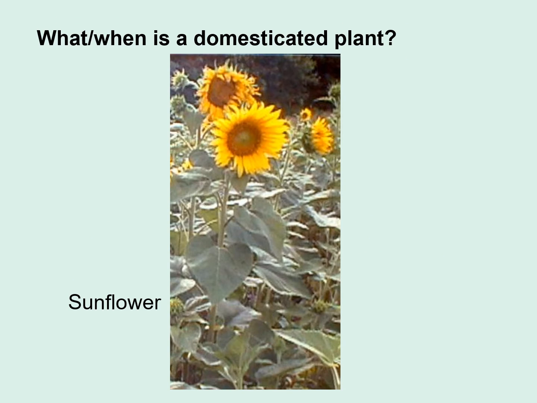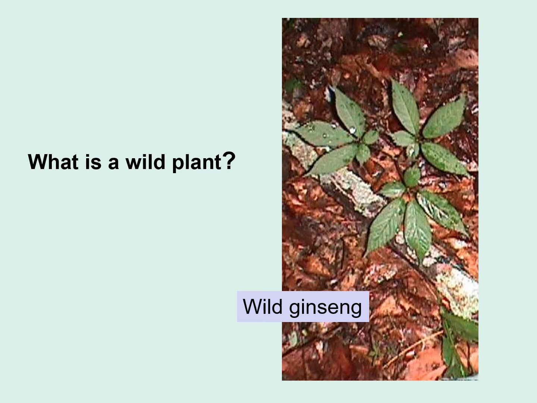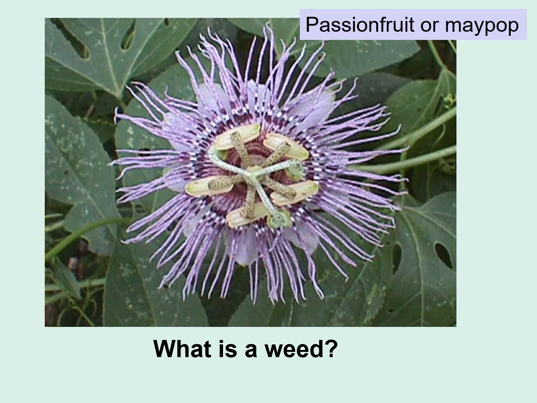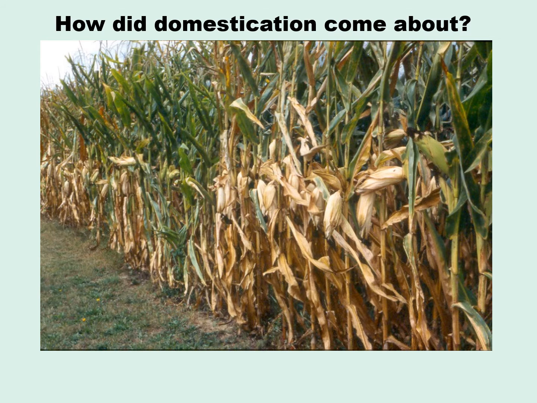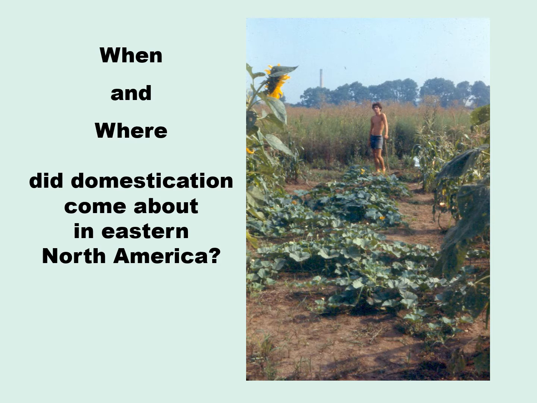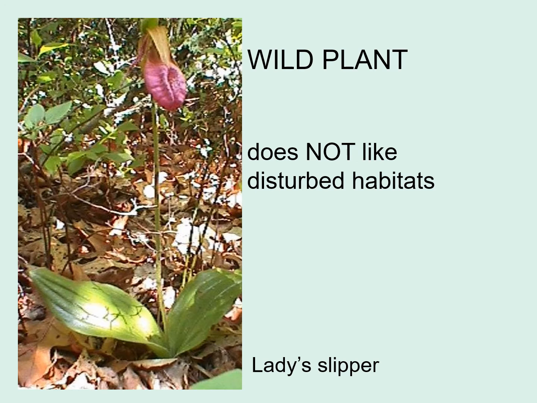I'll start by talking about what and when is a domesticated plant versus what is a wild plant versus what is a weed. And I'd like to also talk about how did domestication come about, and especially when and where did domestication come about in Eastern North America.